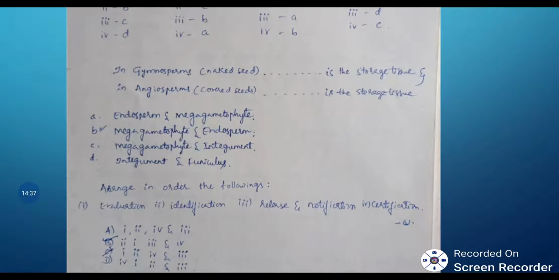The next question is, gymnosperms have naked seeds. Dash is the storage tissue.